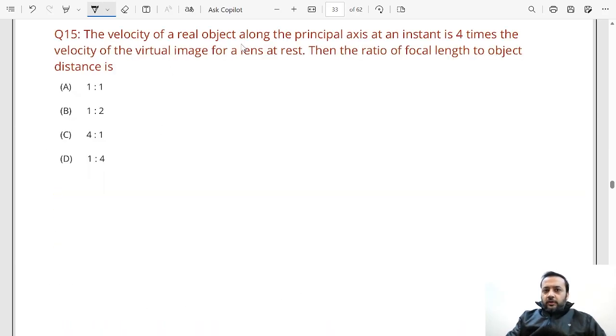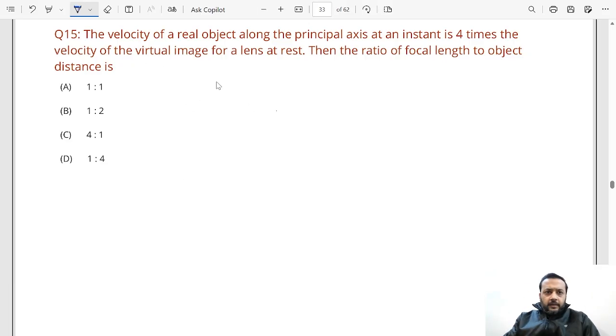The velocity of a real object along the principal axis at an instant is 4 times the velocity of the virtual image for a lens at rest. Then the ratio of the focal length to the object distance is. In this question, it has been given that the velocity of the real object along the principal axis at an instant is 4 times the velocity of the virtual image for a lens at rest. Then the ratio of the focal length to the object distance is. Now see, here we can say that the velocity of the image upon the velocity of the object is 1 by 4, right?